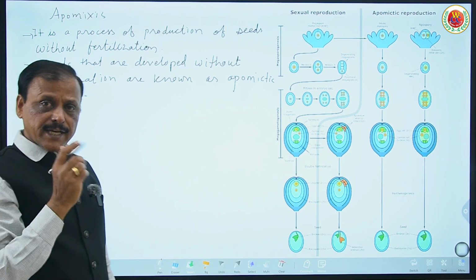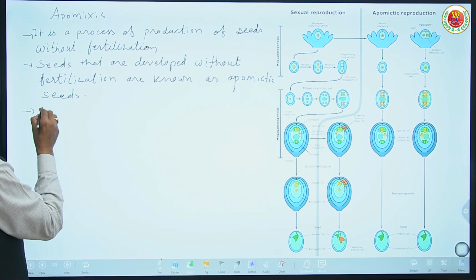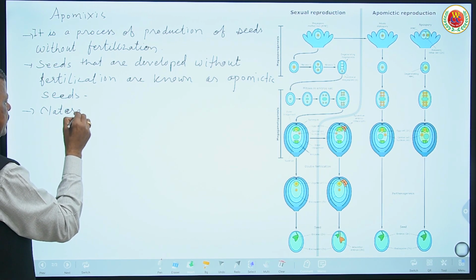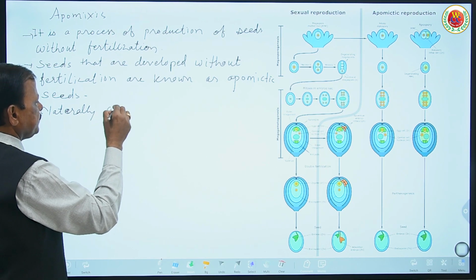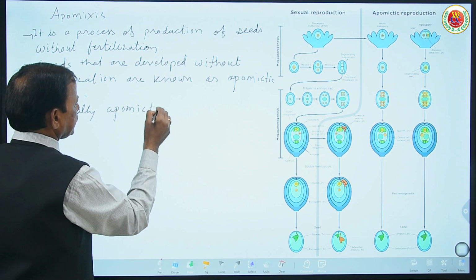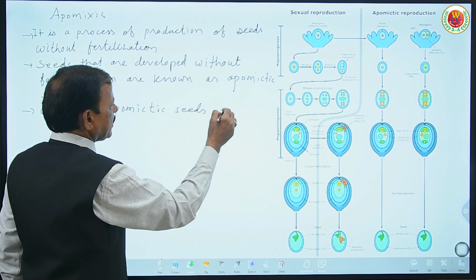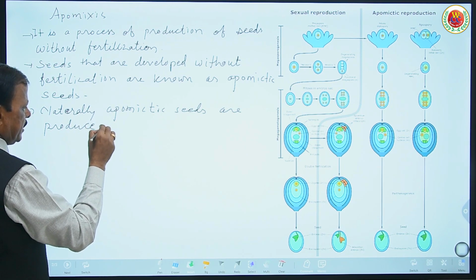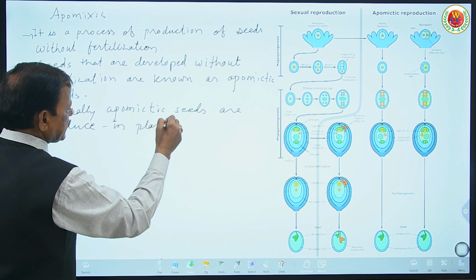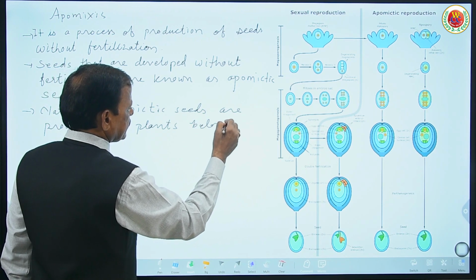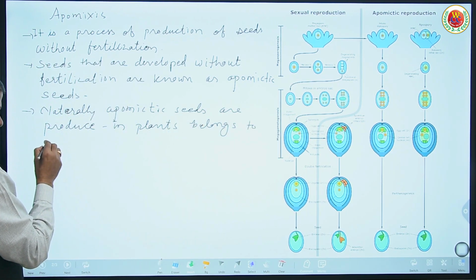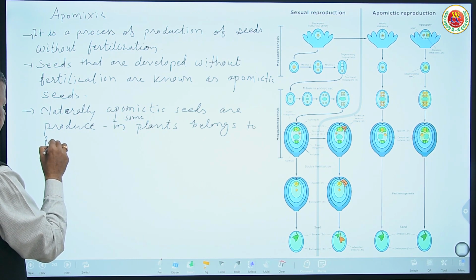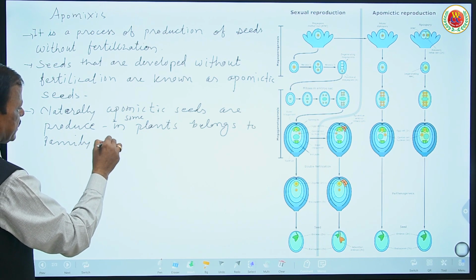Now, why are these important? This is possible naturally as well as artificially. Naturally, apomictic seeds are developed or produced in some plants, not all plants. In some plants belonging to the family Asteraceae.